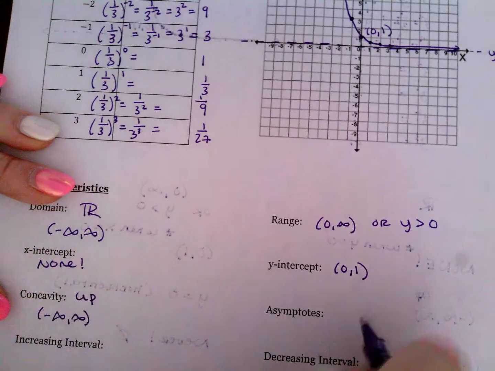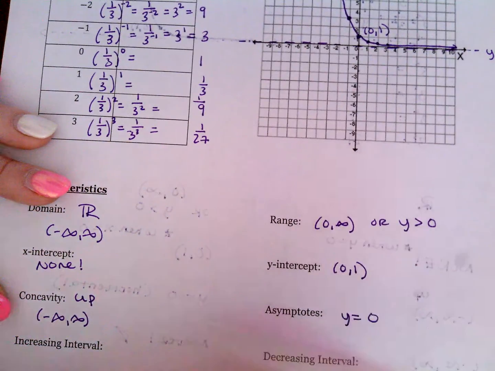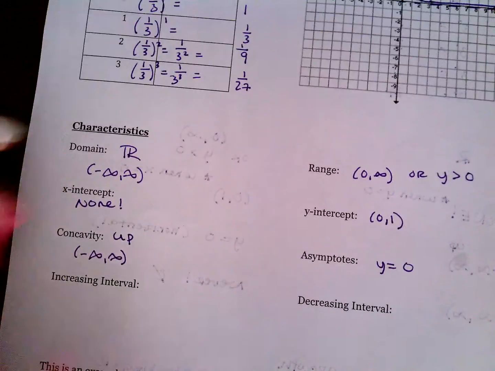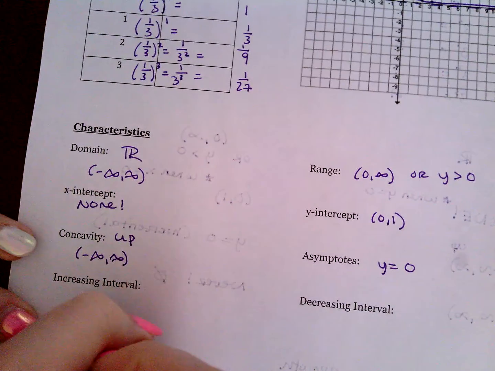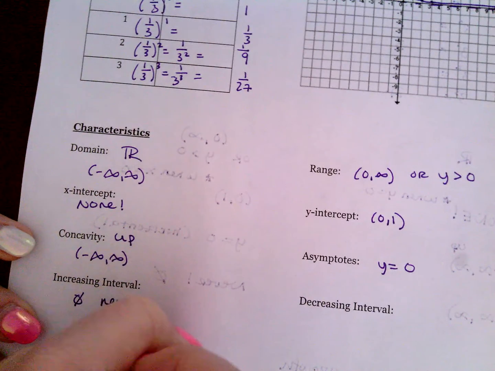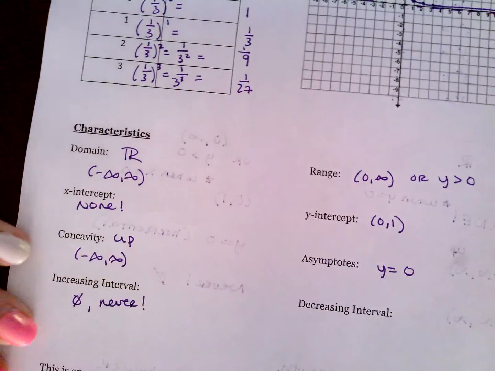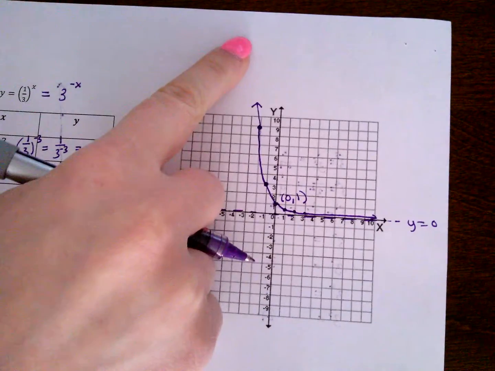It's decreasing over the entire domain if we look at it, right? You go from left to right, it's dropping, maybe at a different rate, but it's constantly dropping. It's continuous too. Decreasing interval, the entire time over the entire domain, so from negative infinity to infinity.